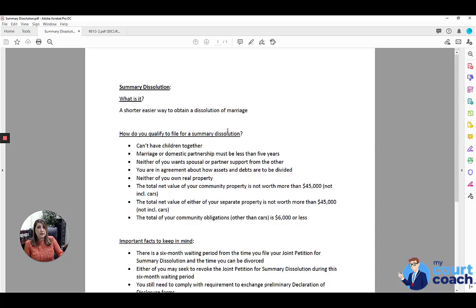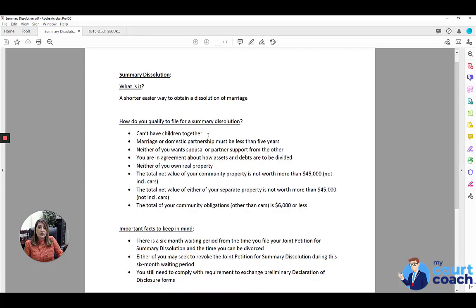How do you qualify for a summary dissolution? There are some requirements. You cannot have children together. This marriage or domestic partnership must be less than 5 years long. Neither of you can request spousal support as a result of this marriage or domestic partnership from the other. You have to be in agreement about how the assets and debts are to be divided. This whole process, by the way, hinges on agreement and cooperation between the two parties. So you guys need to be able to get along to at least be able to summarize to the court what the terms of your agreement are.